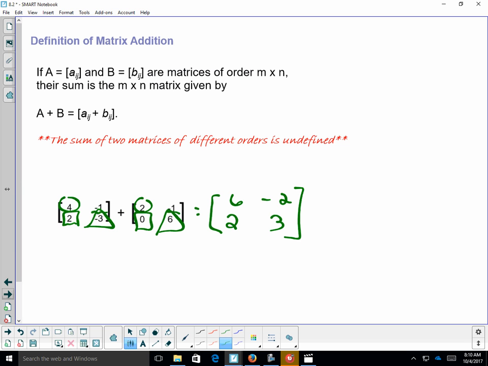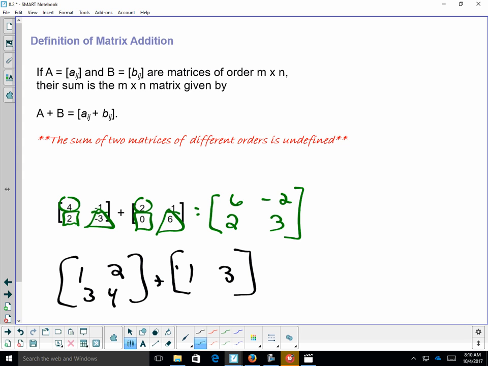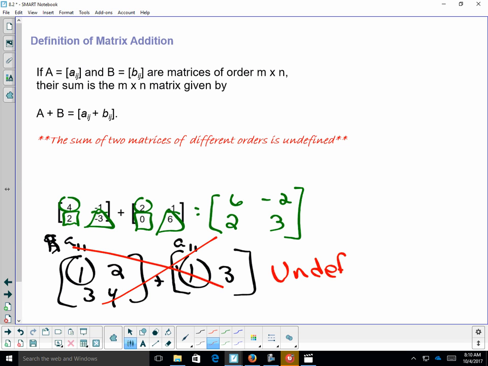That's how I add. If I had a matrix like 1, 2, 3, 4, and I was trying to add it to this one that's a 1 by 2, I cannot add 1 to 1 because this is element 1,1 and this is element 1,1, but there isn't a 2,1. They don't match. You can't do it. Undefined. Not possible. Because again, to refresh, this is a 2 by 2, this is a 1 by 2, the order is not the same.